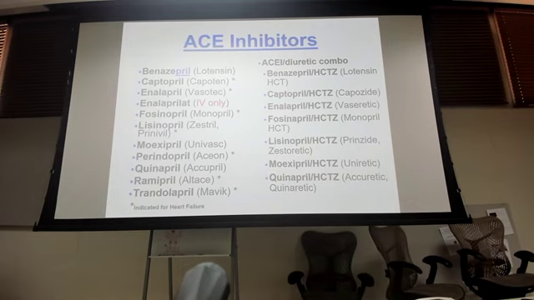All right. Moving on. We hit thiazides, we hit the diuretics, thiazide-like. Now we're moving into ACE inhibitors, which we said operate where? Now we're in the RAS system, right? And there are some changes with the thiazide diuretics, but these mainly operate in that RAS system.